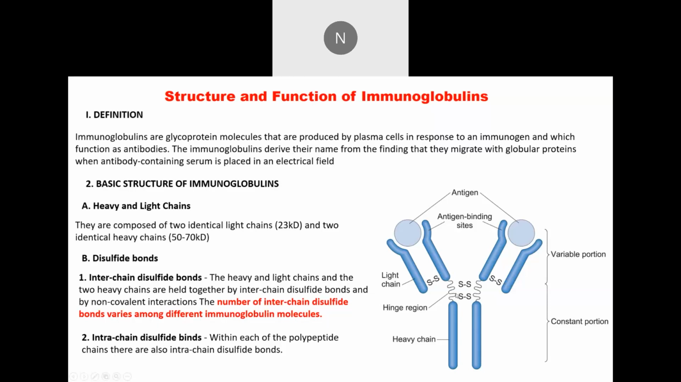What is the purpose of any disulfide bond? What other chemicals produced in the body have disulfide bonds? Can you give me another example?